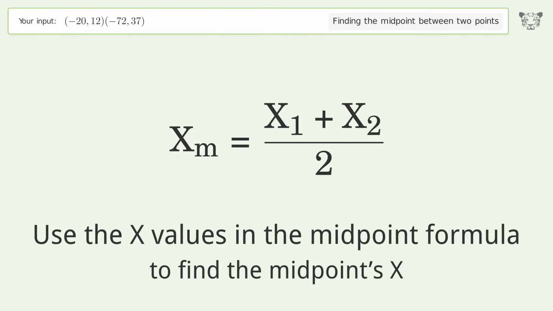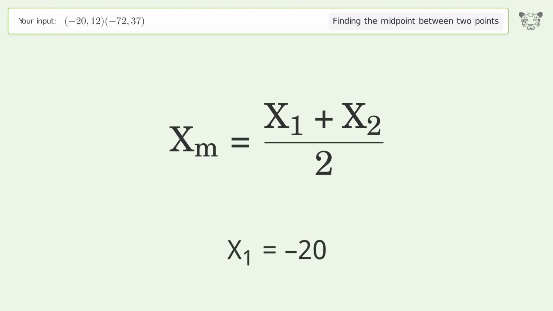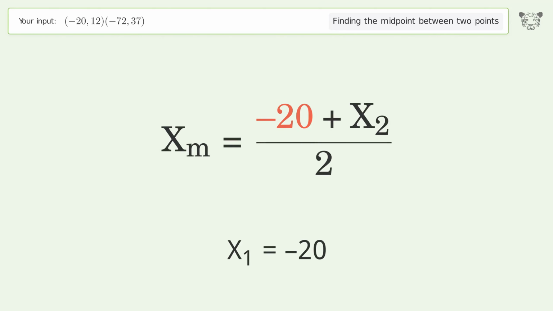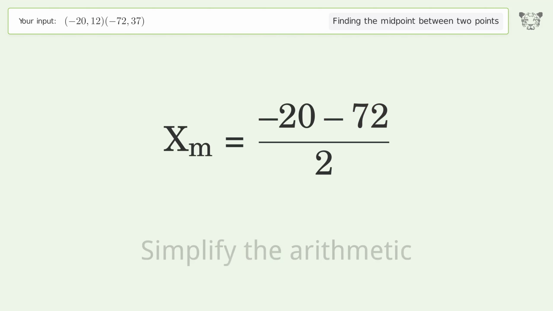Use the x values in the midpoint formula to find the midpoint's x. x1 equals negative 20. x2 equals negative 72. Simplify the arithmetic.